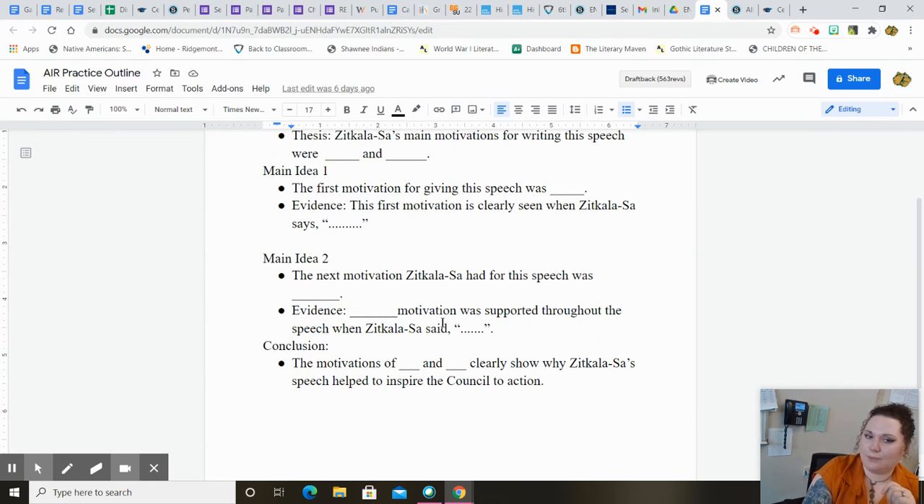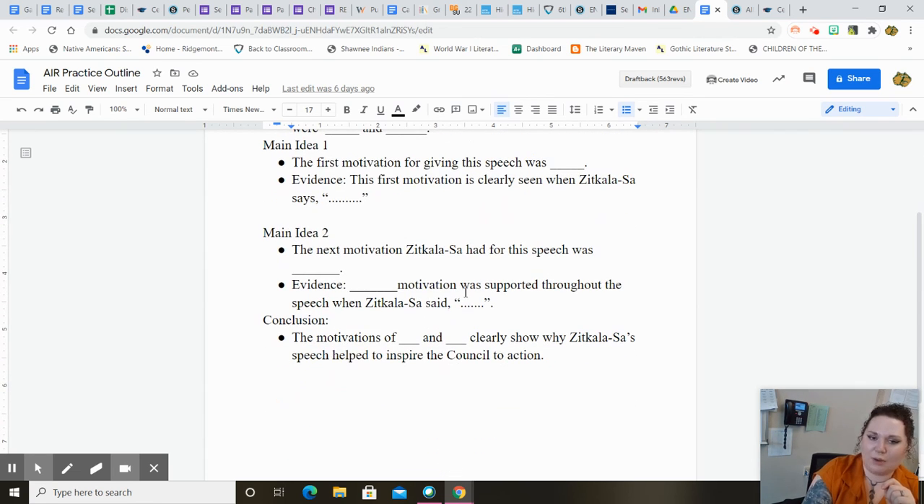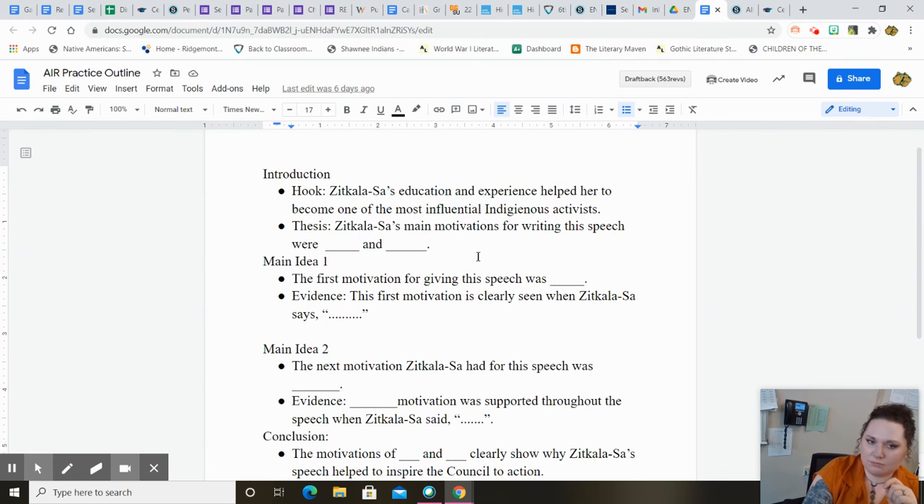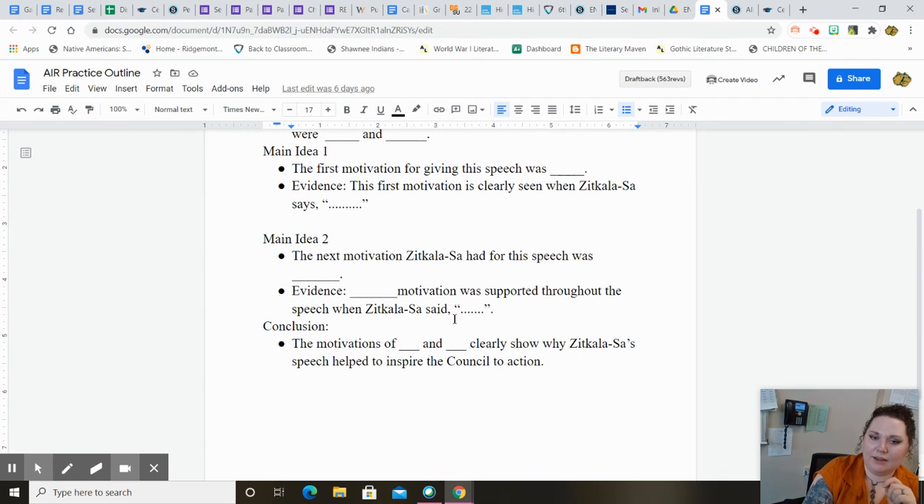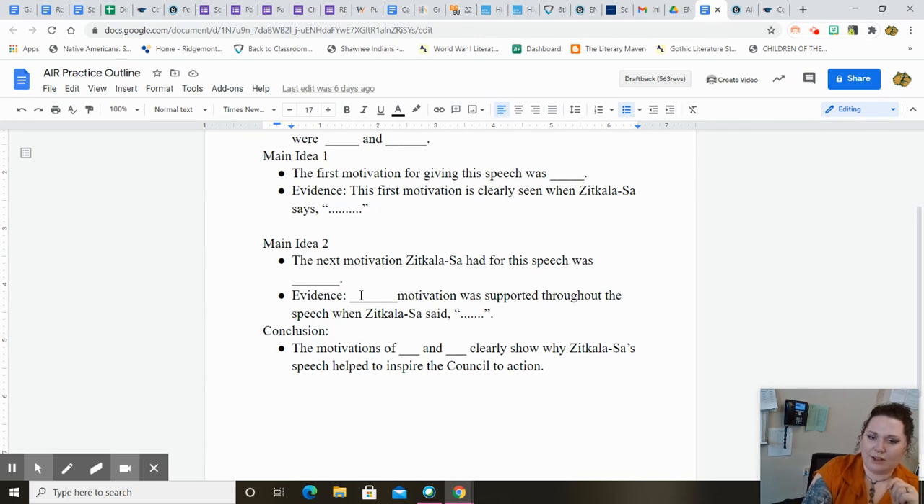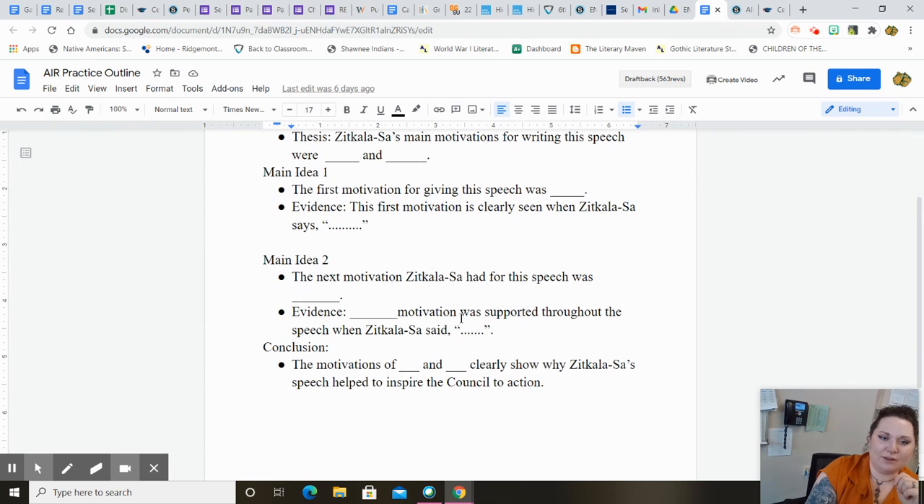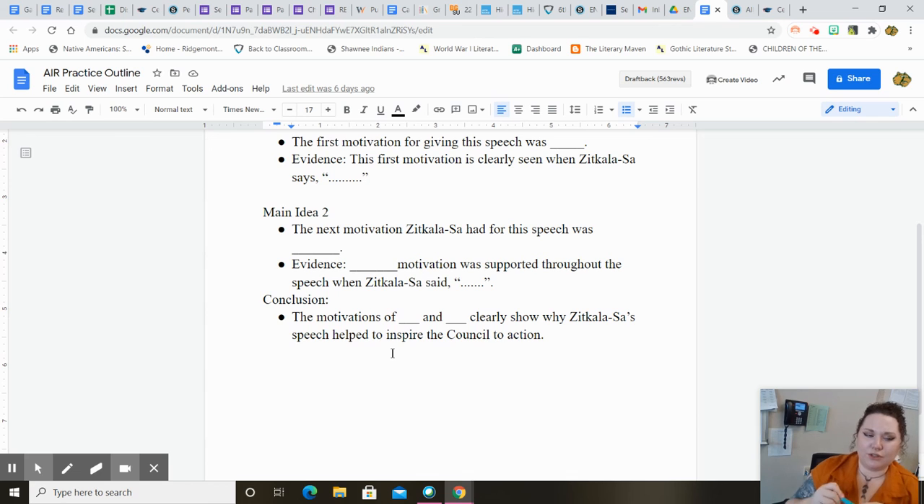And then you're doing that a second time. Main idea number 2: here's the main idea I put as my second main idea in my thesis. Here's the best possible evidence to support that same main idea, and here it is. I could rephrase it in this one, blank motivation. So again, if I use working together, the motivation to work together was supported throughout the speech when Zitkala-Ša said, blah.